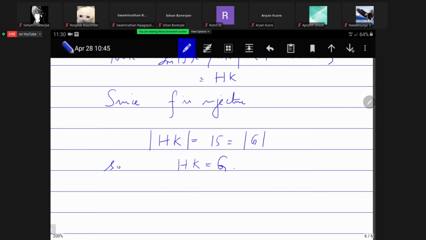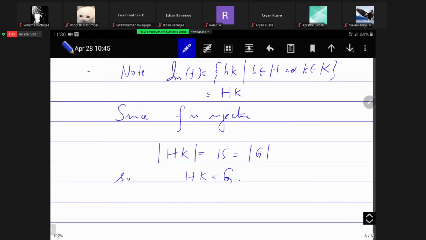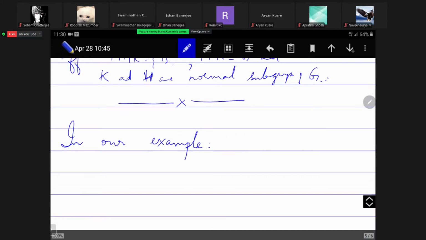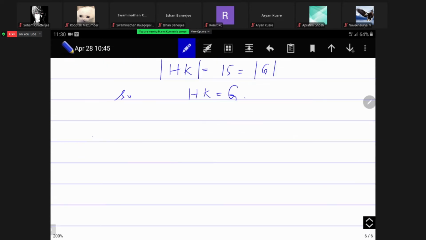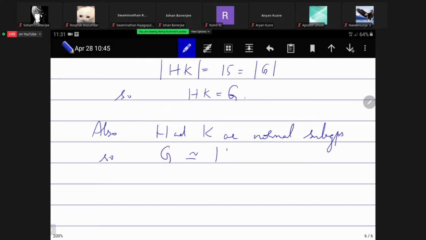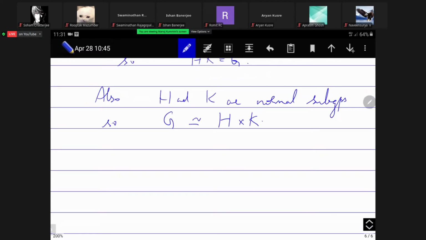Okay. So this checks the second condition, and they are normal subgroups also. We've already seen that H and K are normal subgroups. So G is isomorphic to the product H times K.